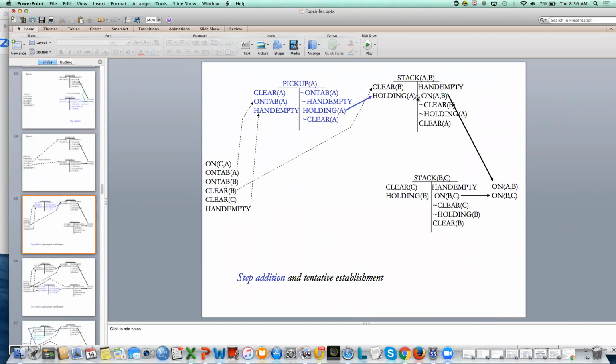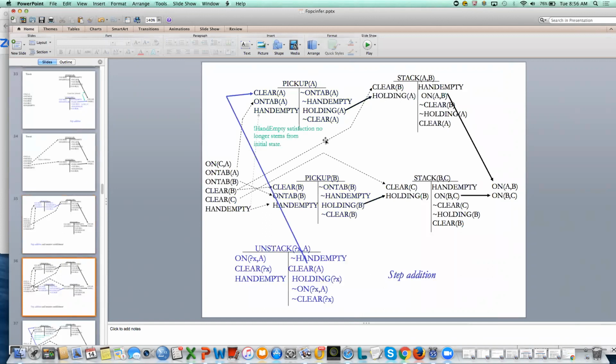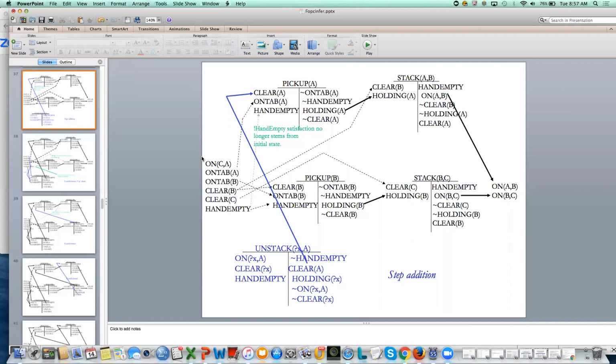In this case, the preconditions for stack AB, and holding A is one. So we would bind X in this case to A, and we would apply those substitutions throughout for the pickup operator. Same thing with pickup B, holding B. Clear A is a precondition for pickup A, and if we go back, you'll notice that clear A is not one of the conditions here. There's something on A if you go back and look at the original visualization.